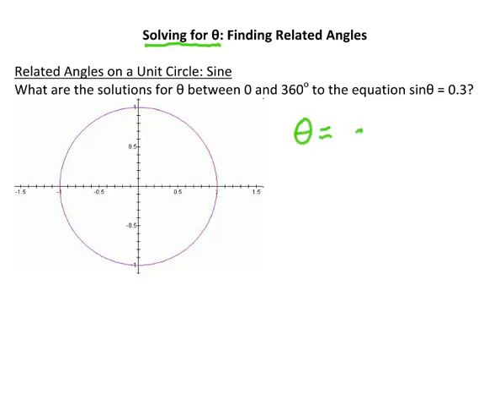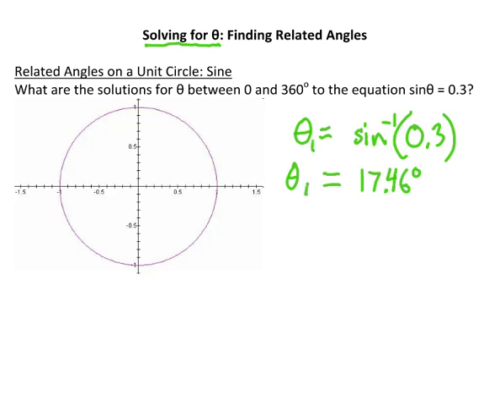remember from grade 10, is you would do the inverse sine of the 0.3, and that gives you a number for the angle, and the number I get there, inverse sine of 0.3, in my calculator is 17.46 degrees. And that's true, but that's actually only one answer here. So we could just call this theta 1. That's only one solution. There's actually more than one solution here.